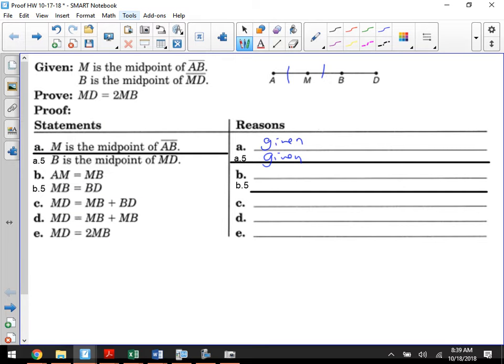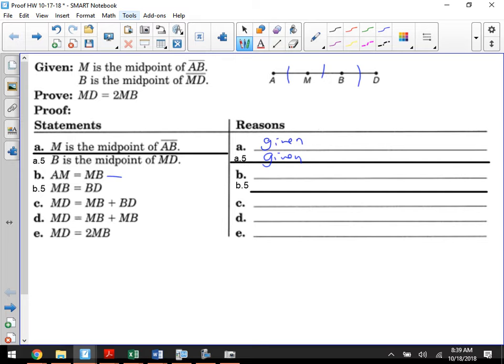Well, back to the diagram. That tells me that MB and BD have to be the same. Well, we already marked MB with one tick mark, which means how many tick marks does BD have? One, because they're the same. Okay, so it's got to have one. So now I start looking at my next pieces.